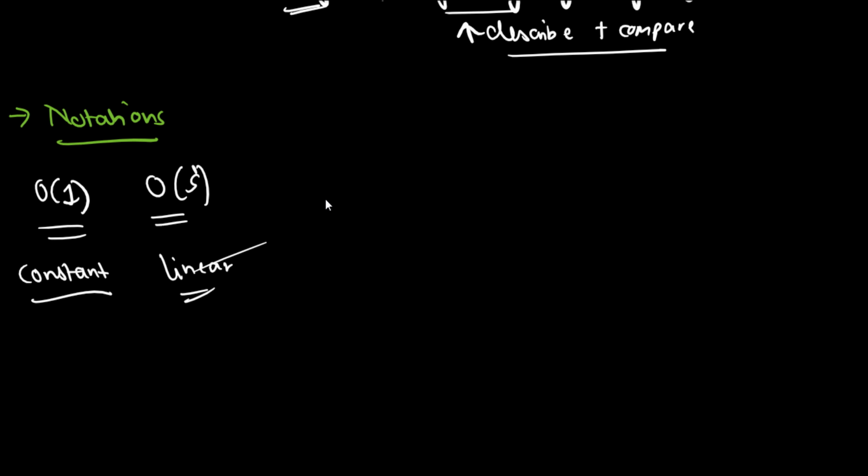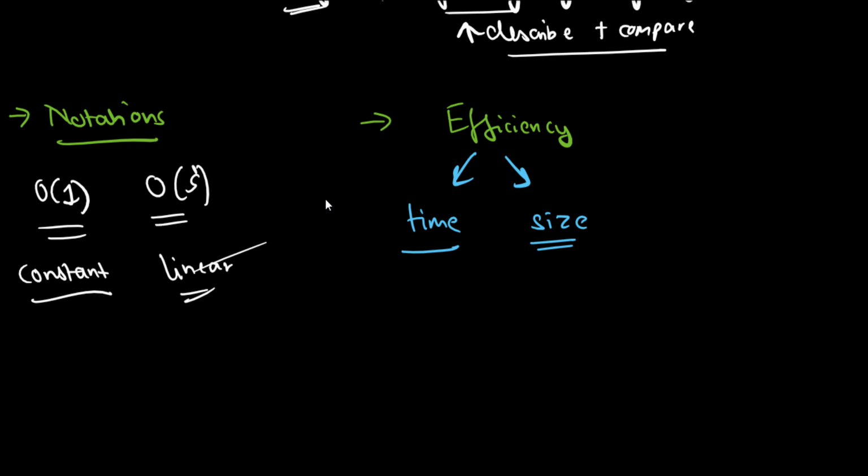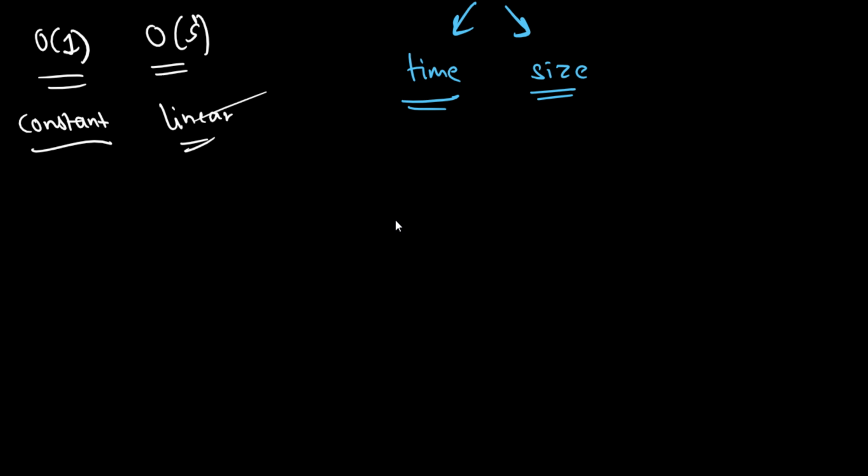The efficiency of any algorithm can be described in two ways: in terms of time and in terms of size. We will be studying both of these complexities to find the efficiency of an algorithm. We'll start with time complexity first.